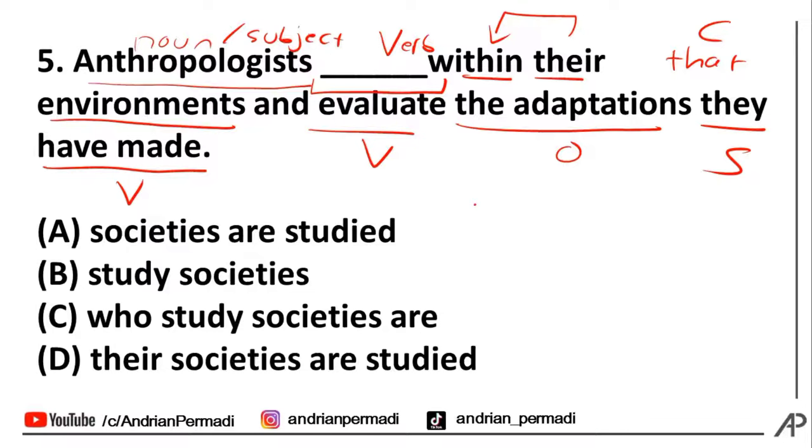Now, let's try to find the verb in the following choices. Societies is a noun, study is a verb, who is a connector, and their societies is a pronoun. Therefore, the answer is B, because study is a verb. Let's go to number six.